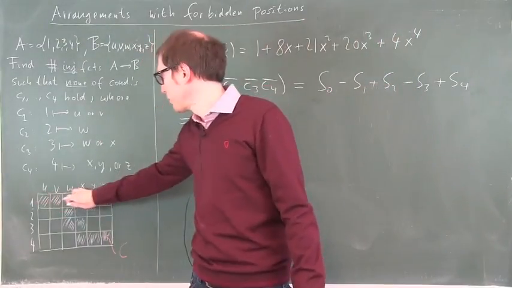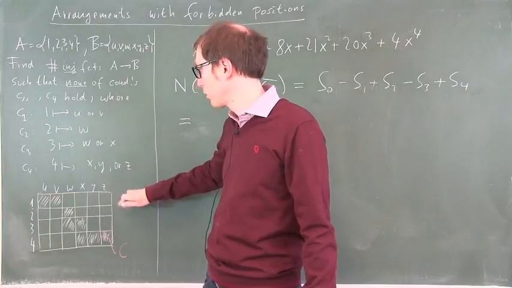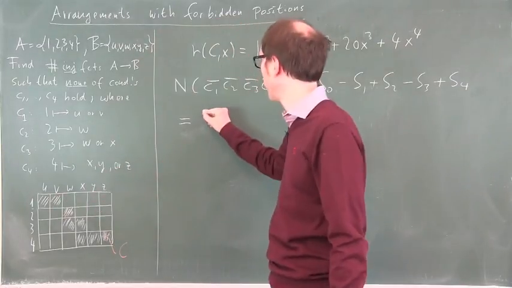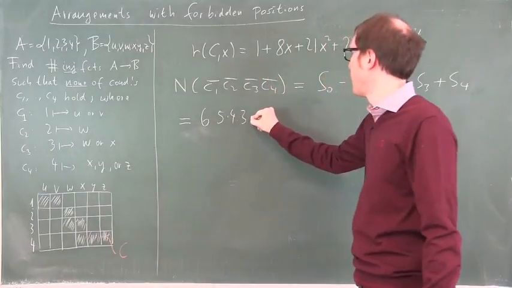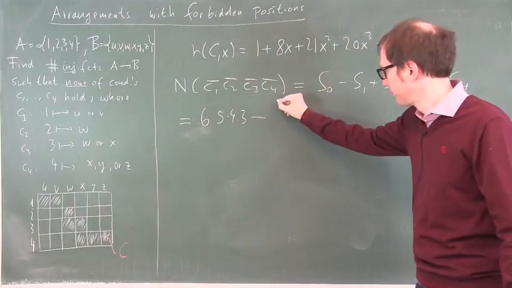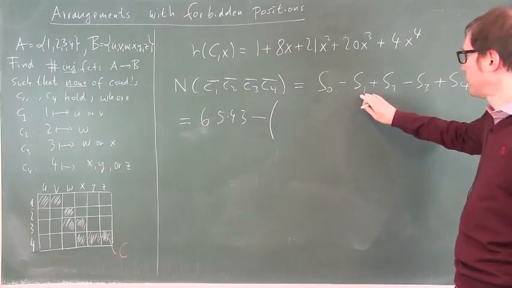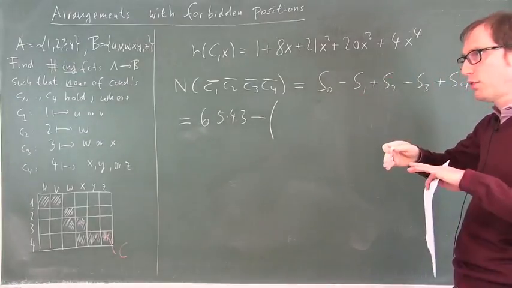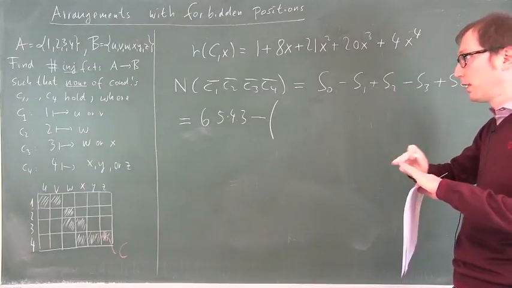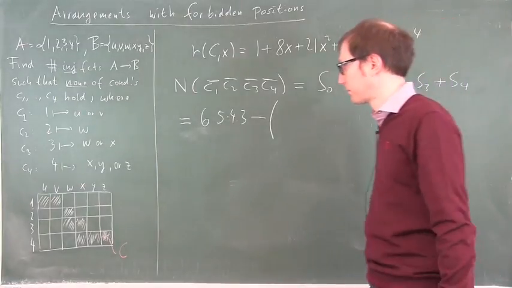So we have 6 possibilities for 1. For each one of those we have 5 for 2, and so forth. So we have 6 times 5 times 4 times 3. Minus, now comes the big bracket. And now we have to evaluate n of C1 plus n of C2 and so forth.